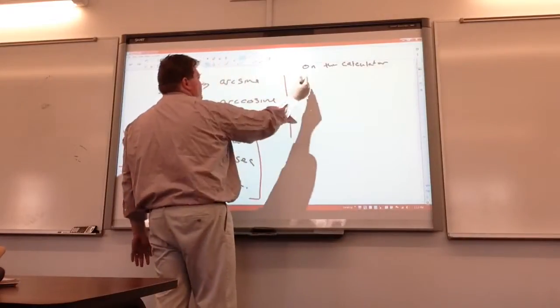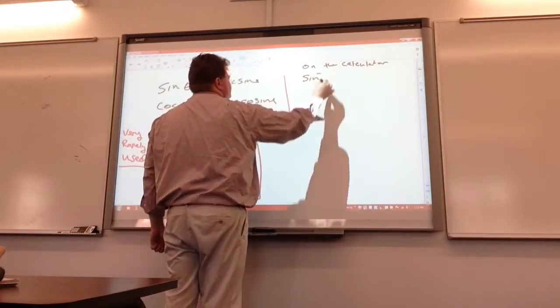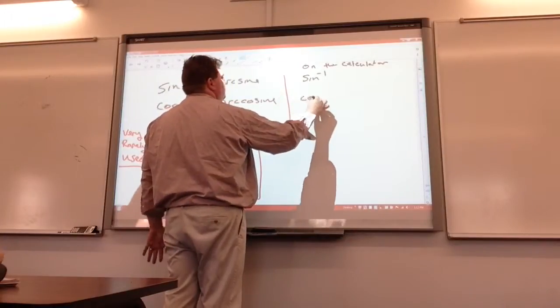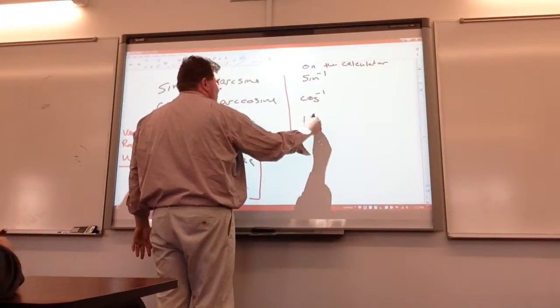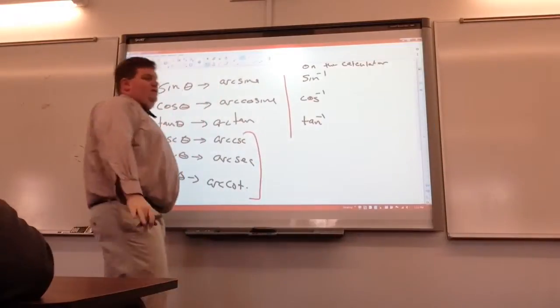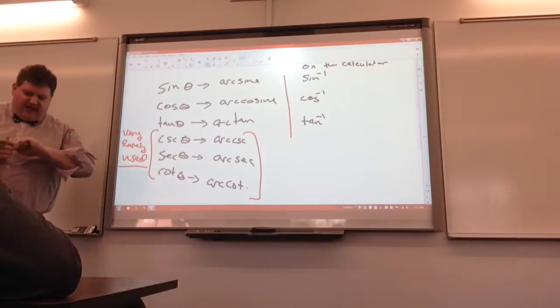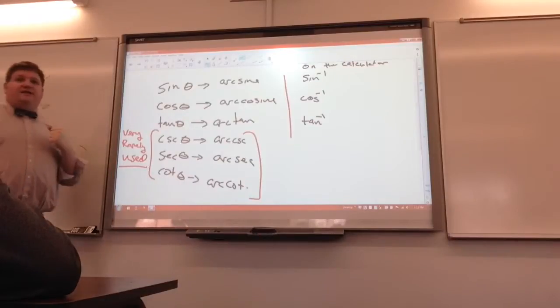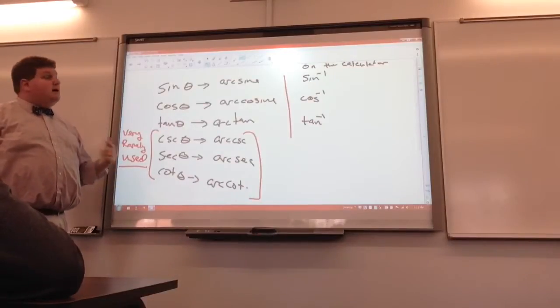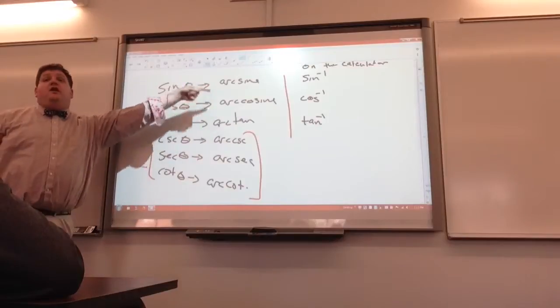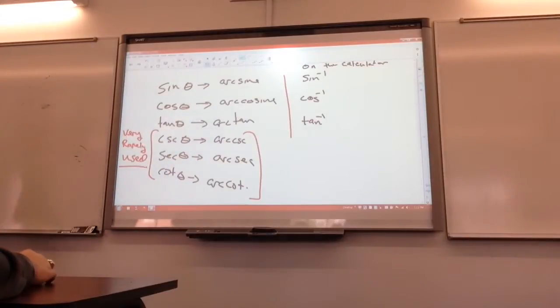These things are represented as sine to the negative first, cosine to negative first, and tangent to negative first, like that. I've never been a huge fan of that notation, because it's misleading about what it's actually saying. So whenever I write a test or a quiz, or write on the board in class, I'm almost exclusively going to use the arc sine, arc cosine, arc tangent notation.